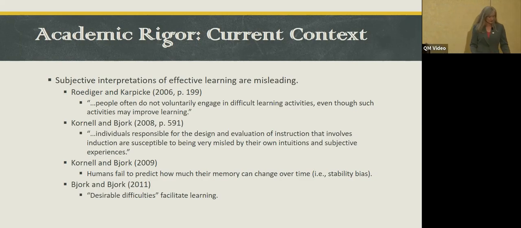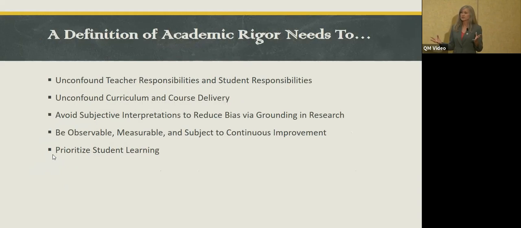So as I laid out a definition of academic rigor, it was definitely grounded in what is currently in the research literature in teaching and learning and in cognitive psychology, what we know from human learning from that perspective. And I attempted to unconfound teacher and student responsibilities, the whole you can lead the horse to water, but you can't make them drink, unconfound curriculum and course delivery, and then try to get away from the subjective, biased arguments that we have about this is rigorous and this isn't. Maybe we can ground it in something that's a little bit more objective and easier to talk about. The goals are to be observable and measurable, sounds familiar, so that we can subject that to continuous improvement, and it prioritizes student learning.